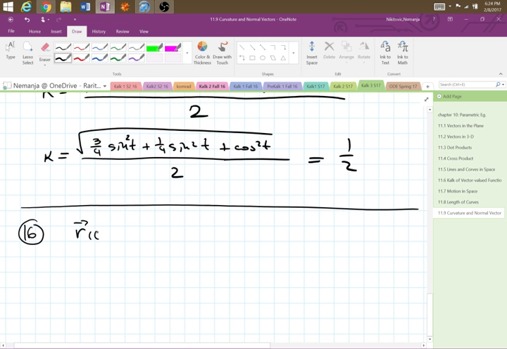I mean, I should have done the 2D example first and then 3D, but then the 2D example looked like this.